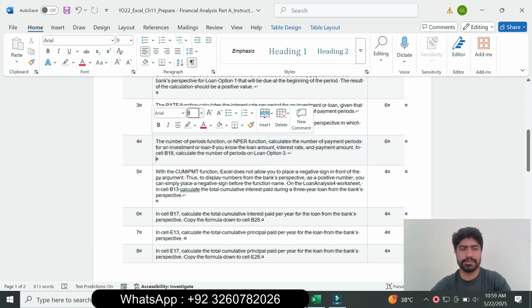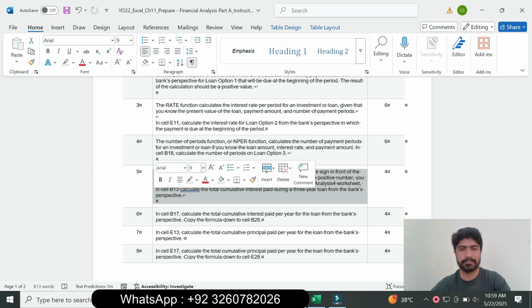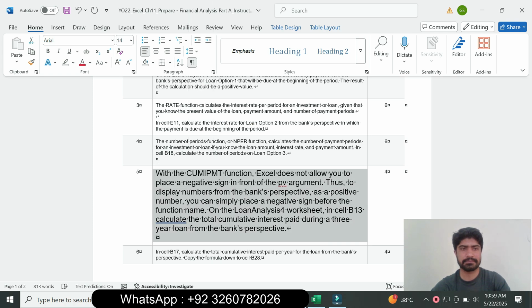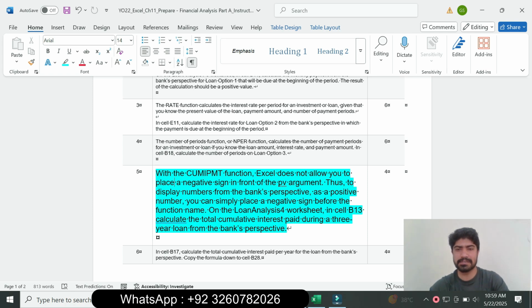We move to question number 5. With the CUMIPMT function, Excel does not allow you to place the negative sign in front of the PV argument. Thus, to display the number from the bank perspective as a positive number, you can simply place the negative sign before the function name on the Loan Analysis sheet.